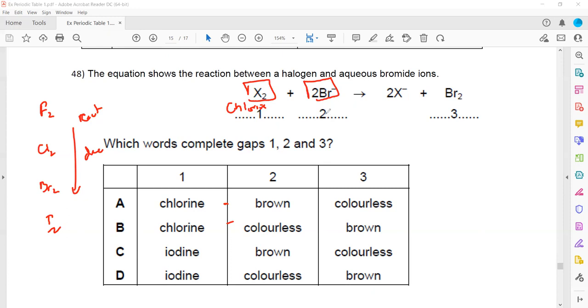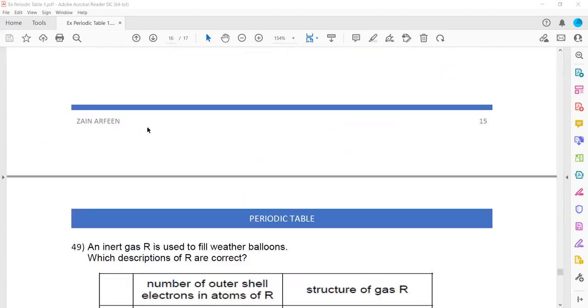And what is the color of the bromide ion? All ions, chloride, bromide, iodide, are colorless. They don't have any color. But when it forms bromine, it turns brown. The bromine molecule is brown in color, but the bromide ion and chloride ion, these ions are colorless. So always the more reactive halogen displaces the less reactive halogen ion from its compound.